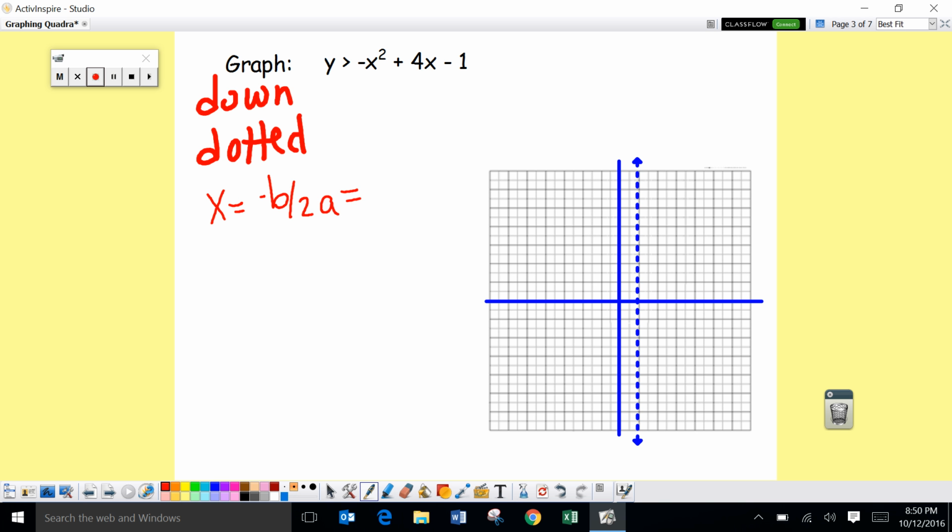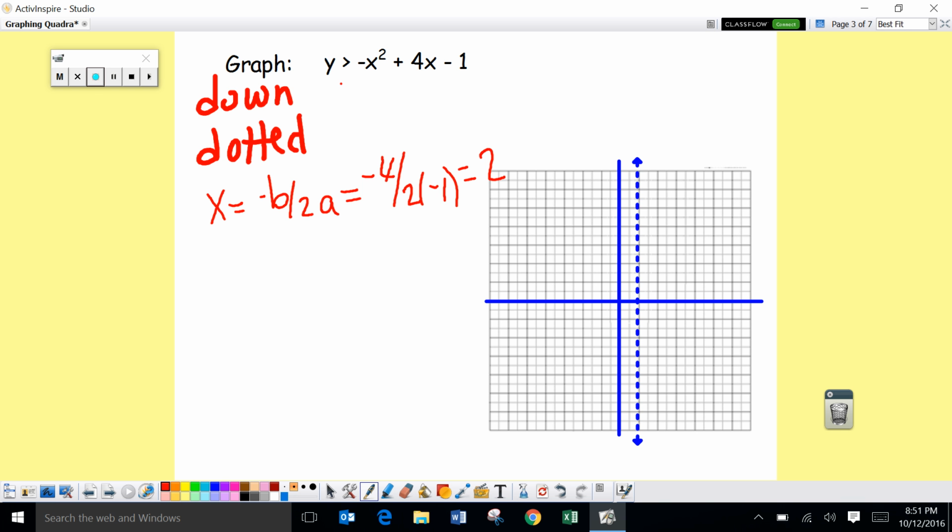Our b value is 4, so we'll use the opposite of that, which is negative 4. We'll multiply 2 times the a value, which is negative 1. Negative 4 divided by negative 2. Negative divided by a negative is positive, and we get an answer of 2.